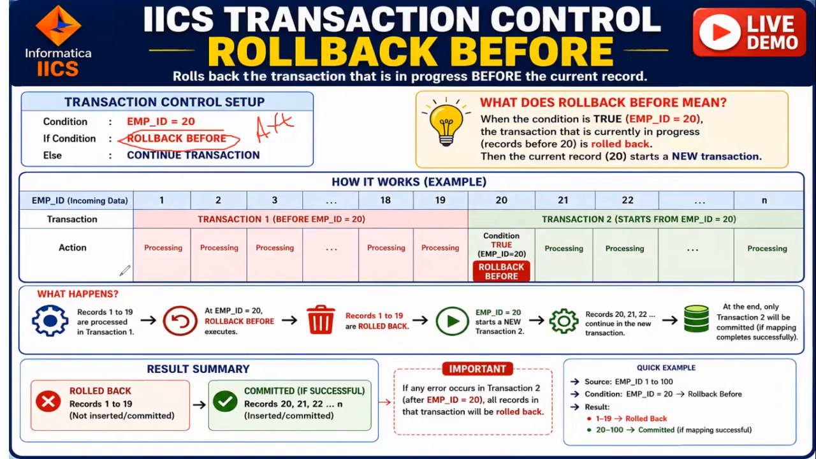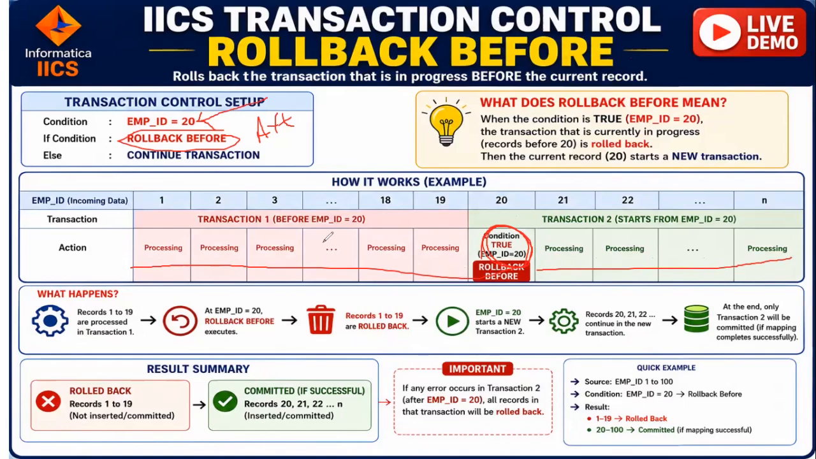It considers the current row. Starting from the first row to the current row, whatever row number you have given in this condition, all the records till that current row get rolled back. That means all the records from employee ID 1 to employee ID 20 get rolled back in the case of rollback after, and all the records after 20, from 21 to 100, get stored on the database.